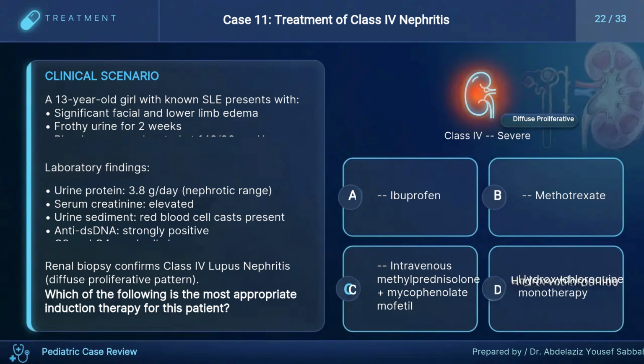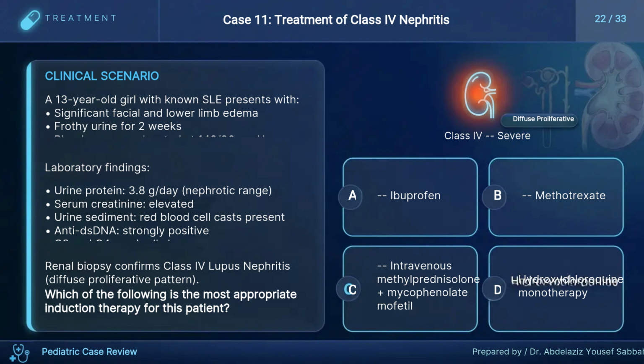Case 11. A 13-year-old girl with known lupus presents with significant facial and lower limb edema, frothy urine for 2 weeks, and blood pressure elevated at 148/96 millimeters of mercury. Urine protein is 3.8 grams per day. Serum creatinine is elevated. Urine sediment shows red blood cell casts. Anti-double-stranded deoxyribonucleic acid is strongly positive, and C3 and C4 are markedly low. Renal biopsy confirms Class 4 lupus nephritis with a diffuse proliferative pattern.